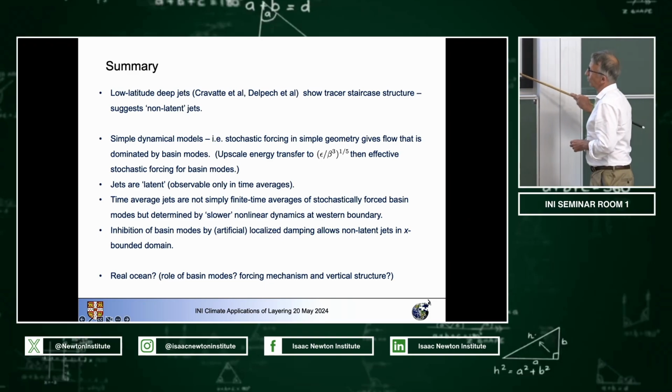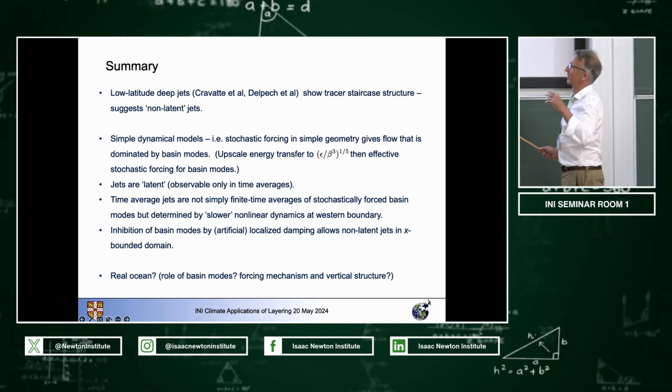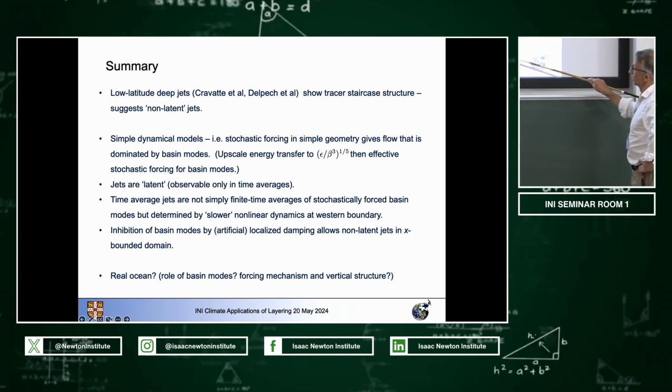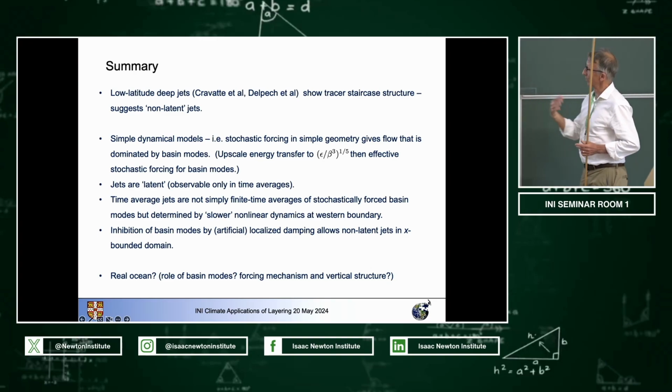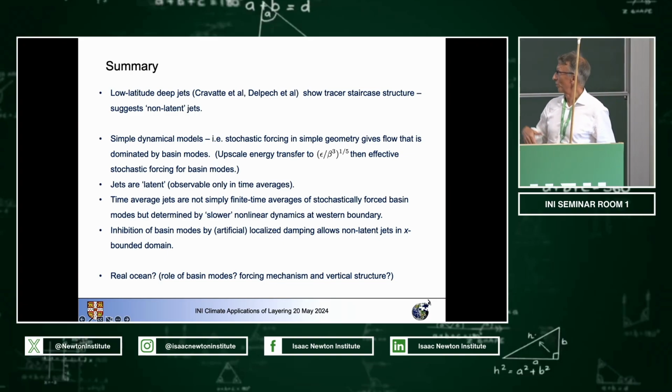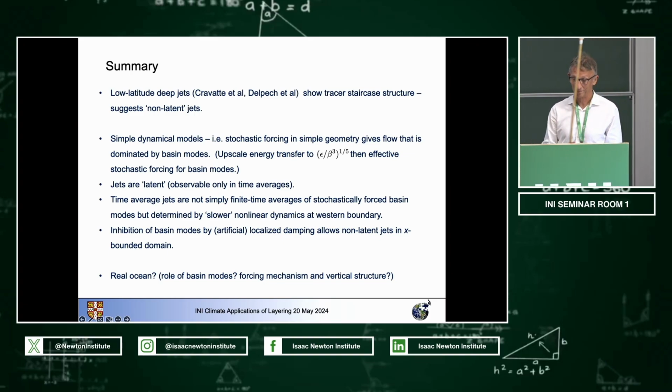And then, of course, we can go back to the real ocean, or there might be people here who can comment on this. I mean, the first question is, why are Basin modes so dominant in the simplified model, but perhaps not in the real ocean? And of course, there are also these interesting questions about the mechanism for forcing and for the vertical structure, which still need addressing. I'll stop there.